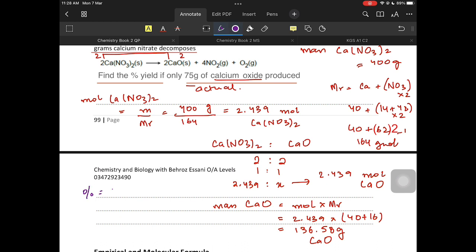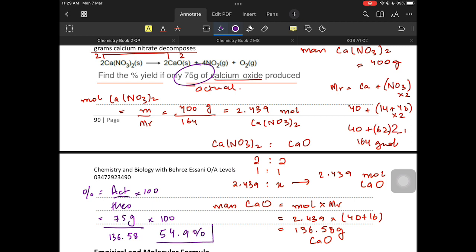For the percentage yield, we know that it is actual divided by theoretical times 100. Actual was 75, theoretical is 136.58, times 100. So 75 divided by 136.58 times 100 is going to be 54. I was so close, 54.9%. So this is the percentage yield. I hope this idea is clear to us. In the next class, we're going to be talking more about past papers. So stay tuned, guys. Thanks.